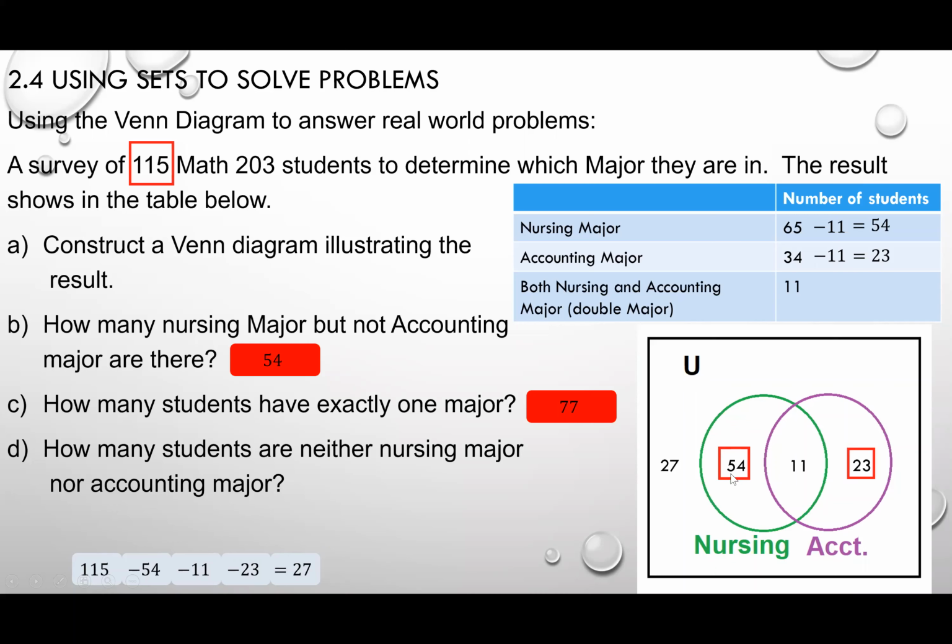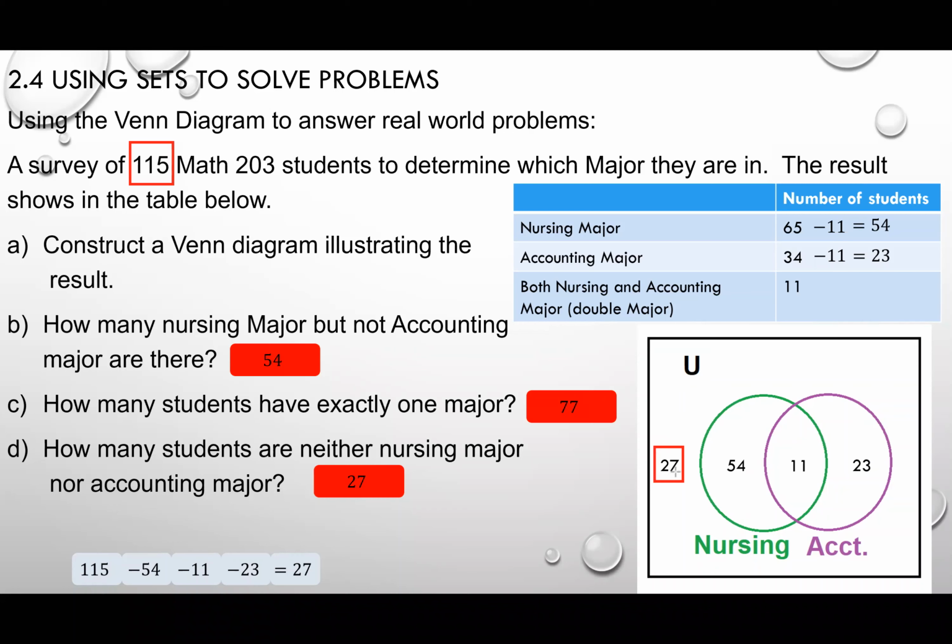Okay. And lastly, how many students are neither nursing nor accounting majors? So do you agree that there are 27, which is again the 27 people on the outside? These are the 27 of them who are neither nursing nor accounting. So again, the 27 people who are on the outside of these two circles are not nursing and not accounting, okay?